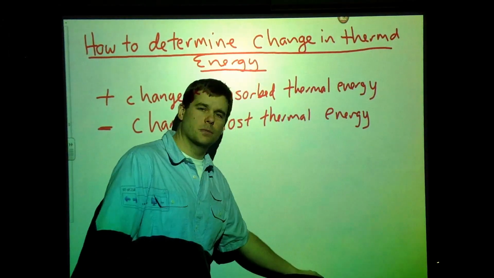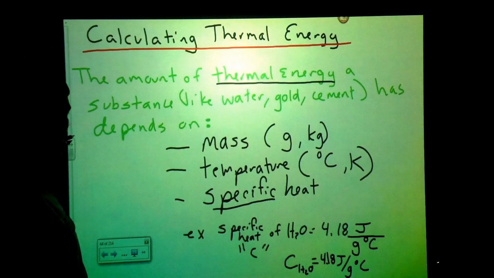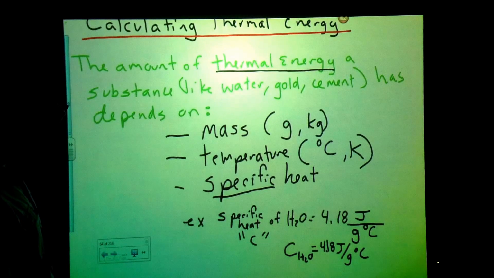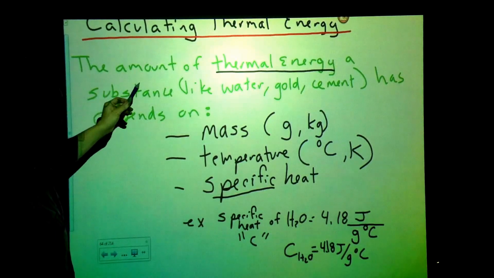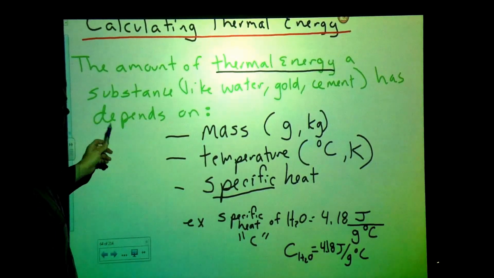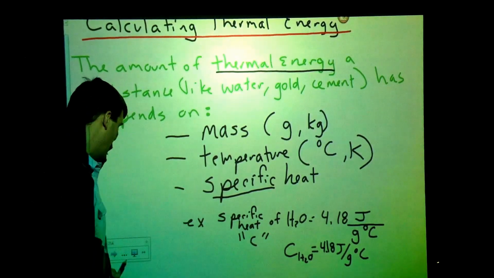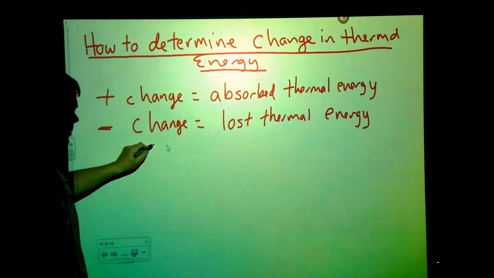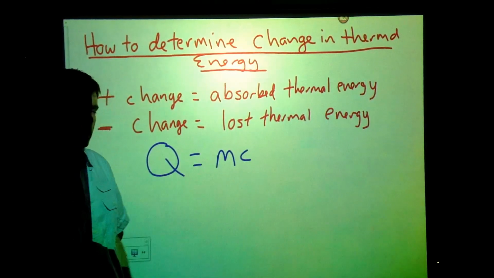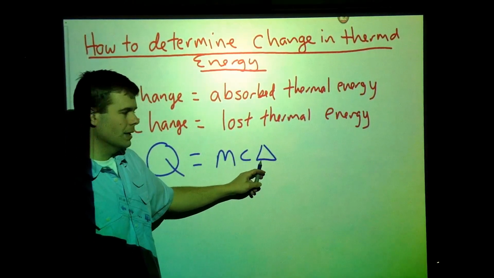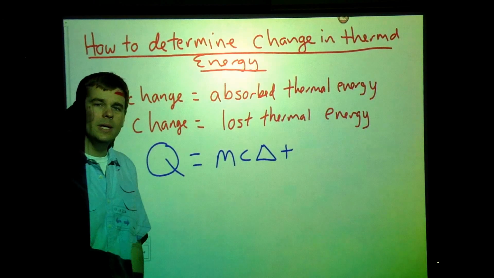The formula for this looks pretty intimidating, but it's not. It's a piece of cake. So long as you remember that the amount of thermal energy a substance has, there's a typo here by the way, depends on mass, temperature, and specific heat. So long as you have that in your head, then the formula is easy. Here's the formula. Q equals MC delta T. Q equals MC delta T.